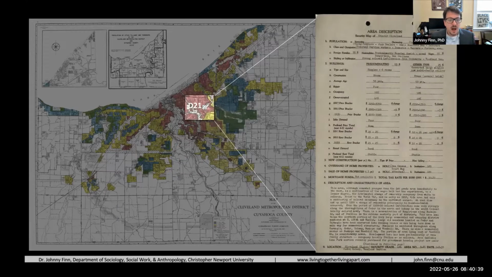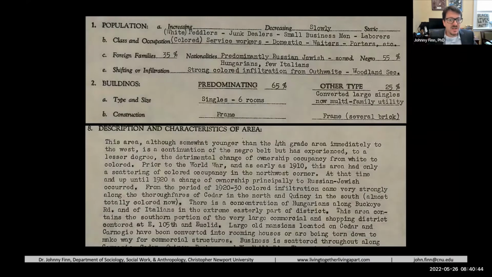Or just a few blocks away, D21 on the map, and let me zoom in a little bit here on this data sheet. It was noted that this neighborhood was 55% African American, 35% immigrant or foreign. And then they have a description of this area. The reason that I've blown this up for us is that we can see how central race was to the way that neighborhoods were rated.